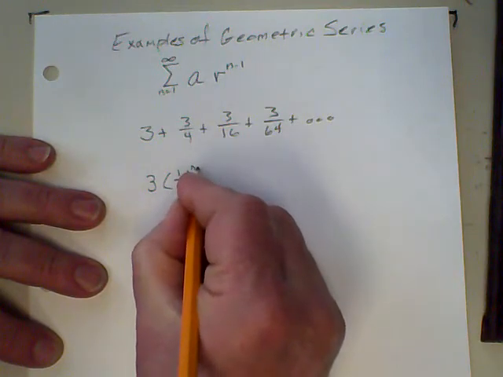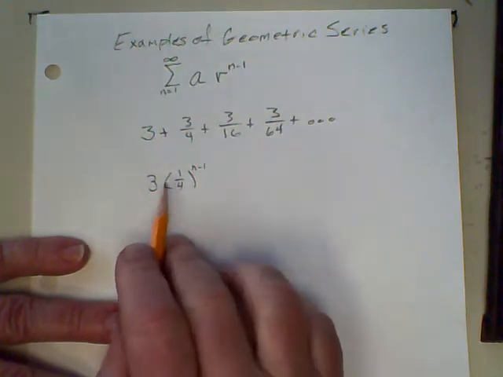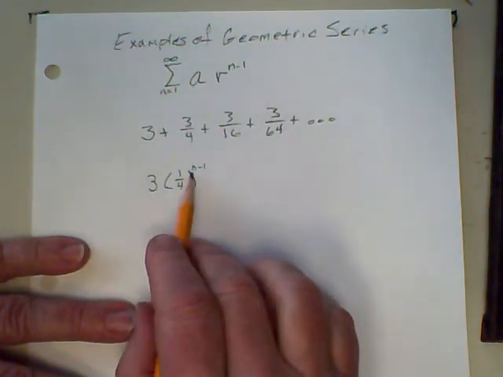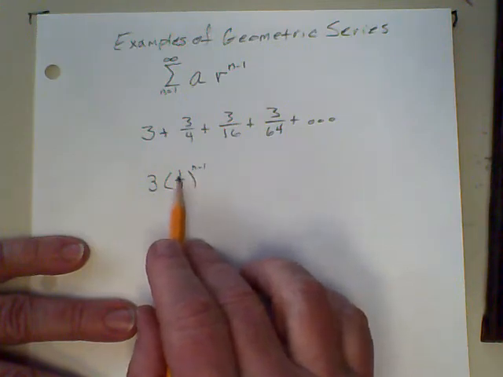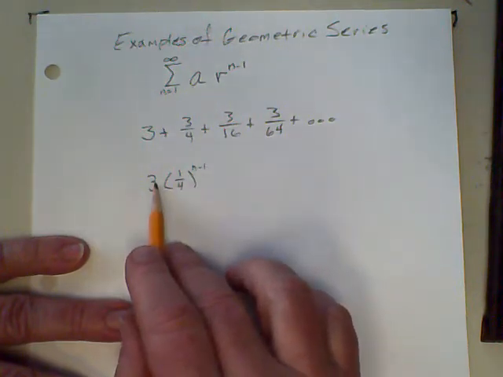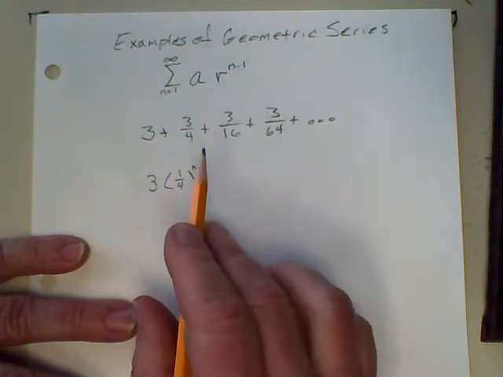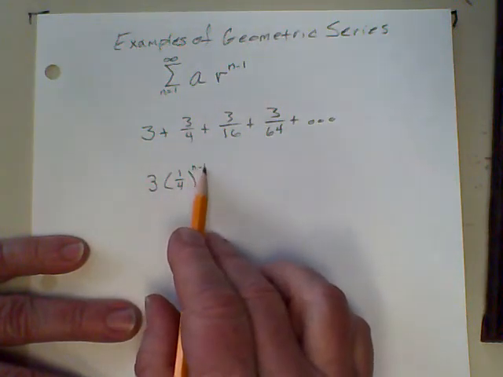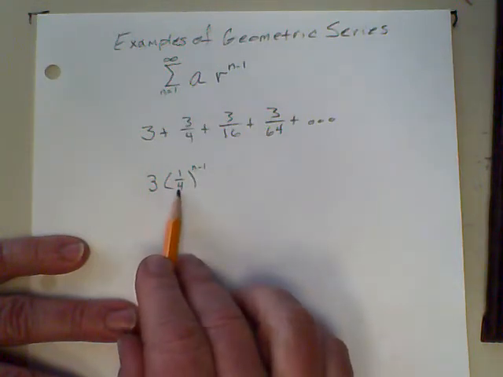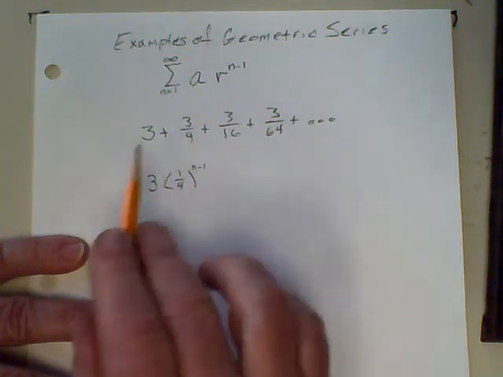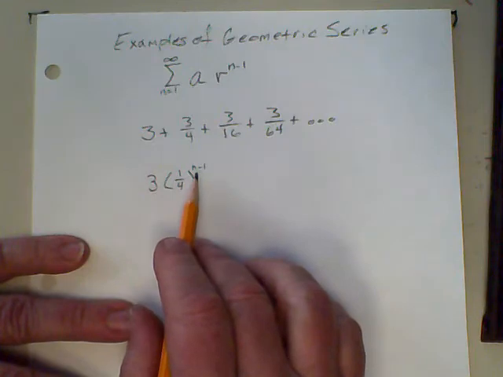So let's see if 3 times 1/4 to the n minus 1 will make each of these terms. When we're looking for the first term, 1 minus 1 is 0. 1/4 to the 0 power is 1, times 3 is 3. That one works. When we're looking for the second term, 2 minus 1 is 1. 1/4 to the first power is 1/4, times 3, 3/4. So far so good. Let's check the next couple and we should be pretty safe.